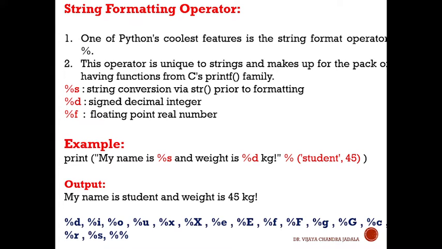Then the example we took: my name is percentage S, it's a string. Weight is percentage D, it will be a decimal integer. And percentage students. So here percentage D and percentage S are used. In the same way, we can have percentage D, percentage I, percentage O, percentage U, percentage small x, percentage capital X, percentage small e, percentage capital E, percentage small f, percentage capital F, percentage G, percentage capital G, percentage C, percentage R, percentage S, percentage.